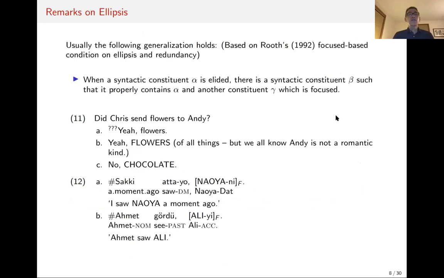So first of all, it's a very strange ellipsis. That's a fun thing. Usually the following generalization about ellipsis holds, based on Ruth's focus-based conditional ellipsis and the redundancy.